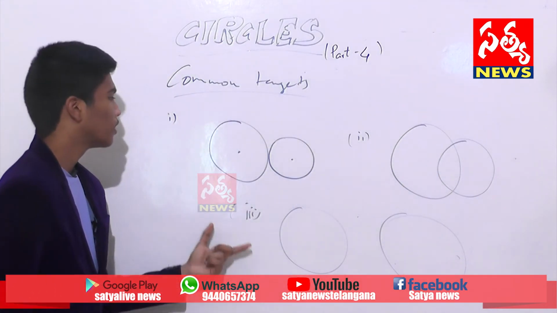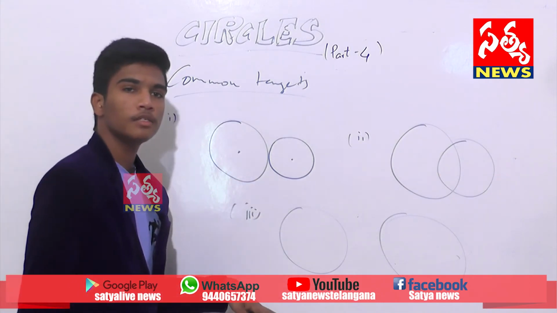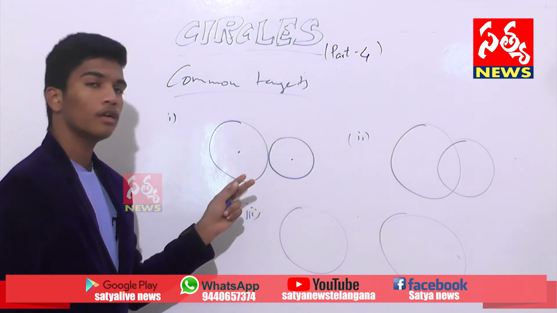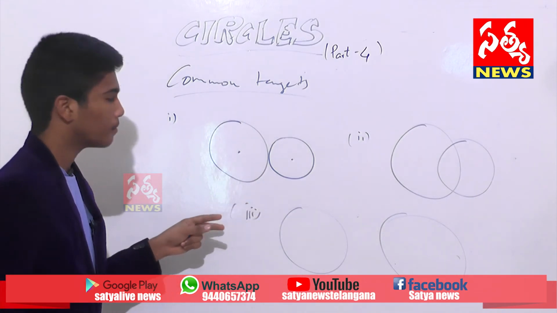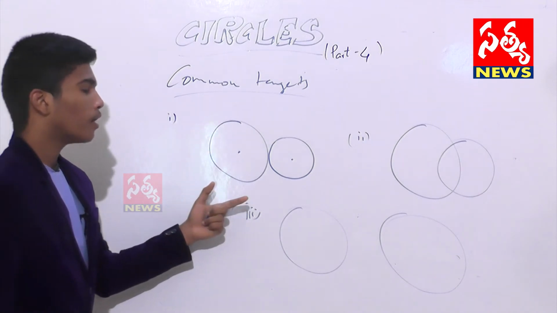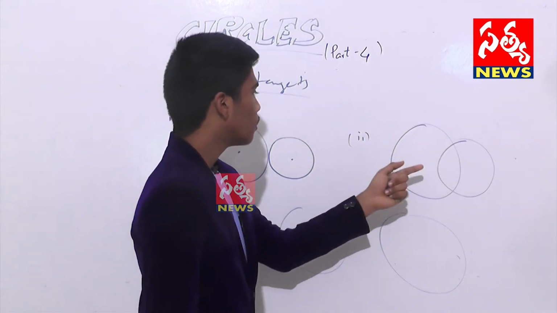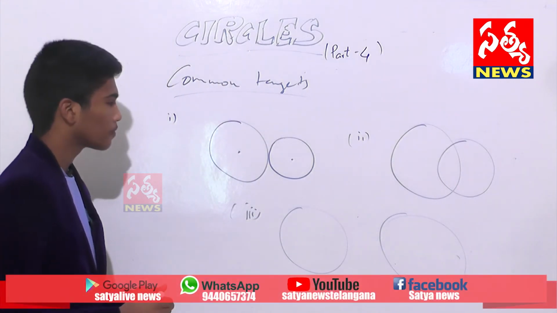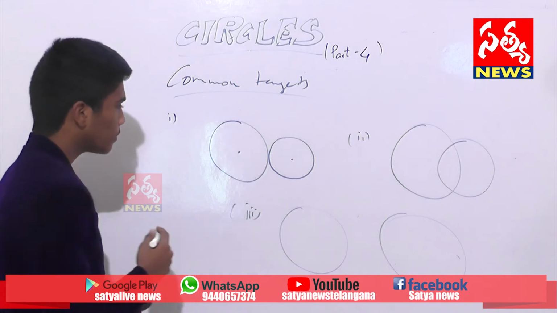Okay guys, these are the three conditions in which two circles can be drawn in a plane. Now try to find out how many tangents can be drawn for each condition. Okay, I will show it.